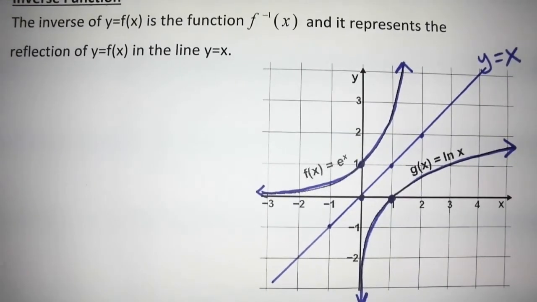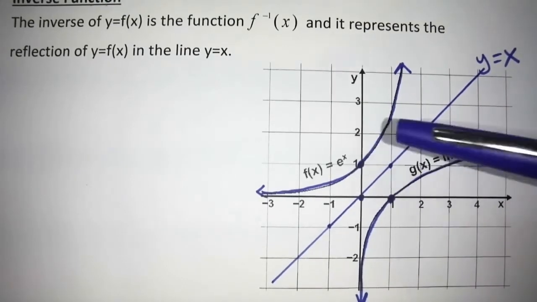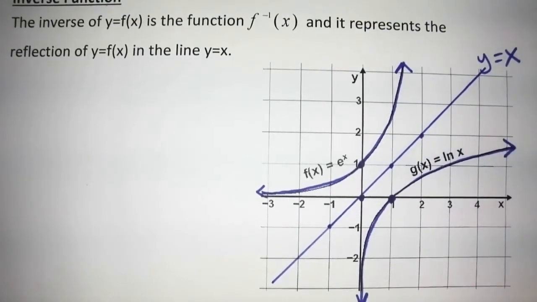So if we talk about the domain and range, one thing we know is that the domain of the original is the range of the inverse and vice versa. The range of the inverse is the domain of the original. And so sometimes you might be asked something like that.